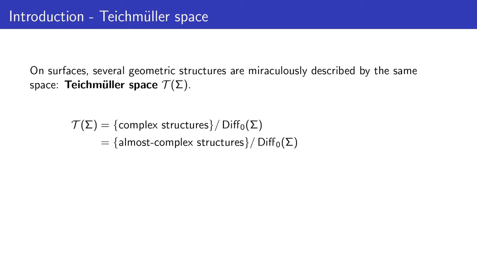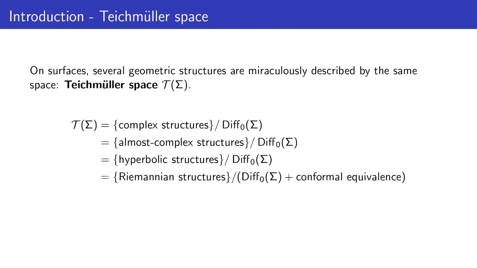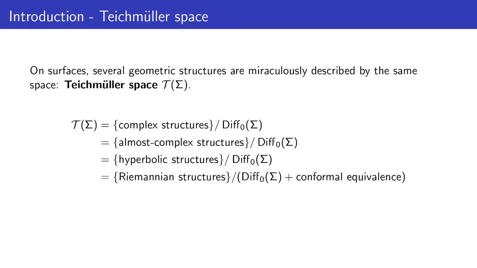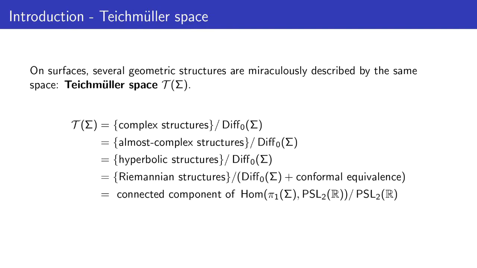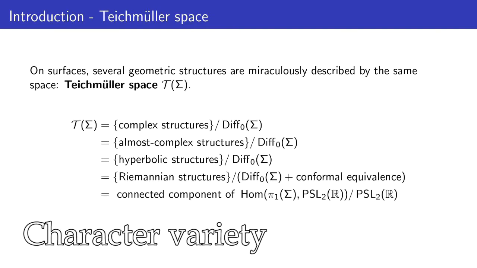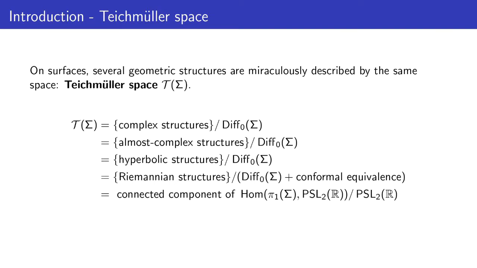Quite surprisingly, Teichmüller space is also the moduli space of all hyperbolic structures, where the equivalence relation is still taken by isotopies. And you can even consider it as a moduli space of all Riemannian structures when you quotient out by isotopies and what is called conformal equivalence. Two metrics are considered as conformally equivalent if you can write one as the product of the other by some strictly positive function. And finally, Teichmüller space can be described as a connected component of what is called the character variety, which is the space of representations of the fundamental group into the group PSL2R, modulo the global PSL2R action. Where does this character variety come from?